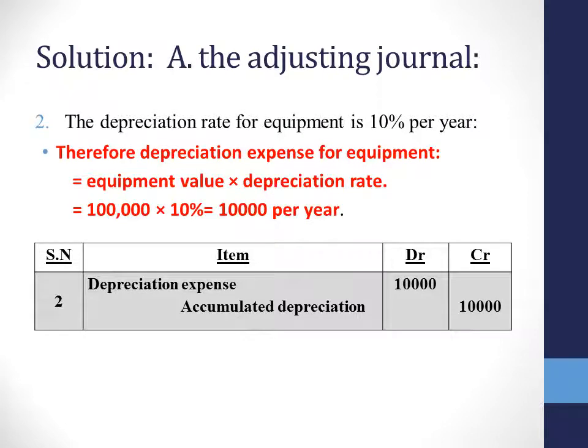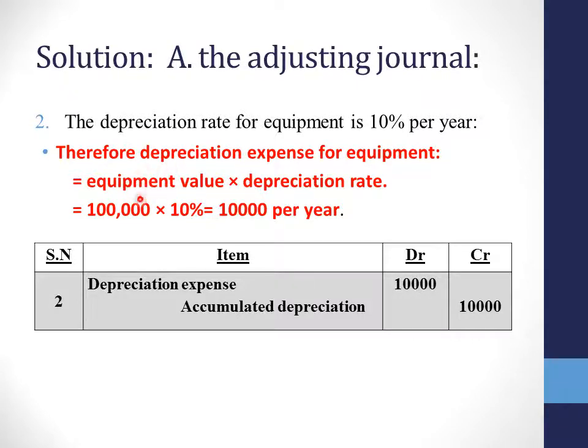The second additional information is about depreciation. It states that the depreciation rate for equipment is 10%. This means that we need to make an adjusting entry for depreciation for equipment. How do we calculate it?